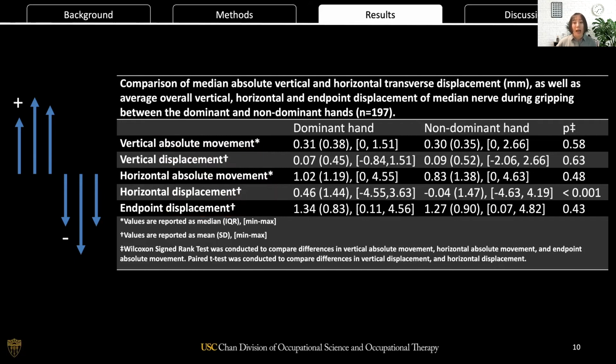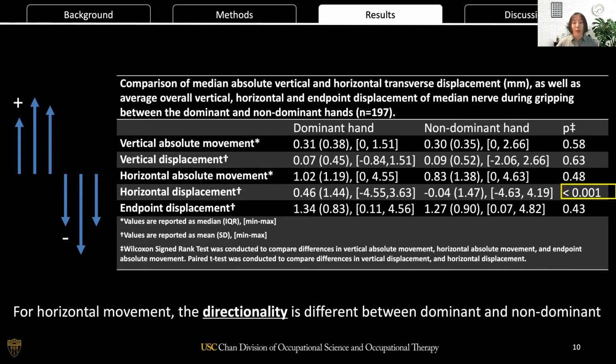We looked at the absolute movement and displacement, comparing the dominant and non-dominant hand, in vertical, horizontal, and endpoint. The only thing that was different between dominant and non-dominant hand was the horizontal displacement, accounting for direction. Otherwise, there was no difference in movement by hand dominance.